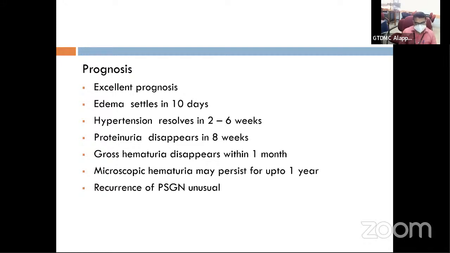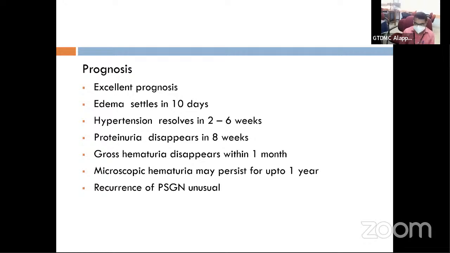You can stop antihypertensives after 2 to 6 weeks. Mild proteinuria may be there, but gross proteinuria disappears in around 6 to 8 weeks. Gross hematuria disappears within 1 month, within 4 weeks. But microscopic hematuria can persist for up to 1 to 1.5 years in the case of PSGN.